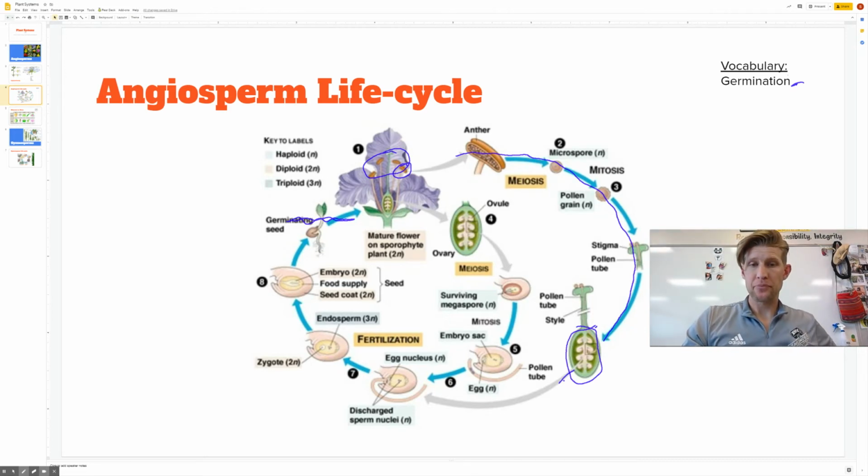Anyway, then it'll flower and it starts the whole process over again, which is pretty cool. So that's the angiosperm life cycle. Now, we do distinguish angiosperms in a couple different ways.